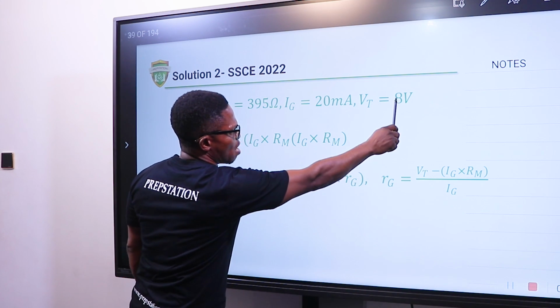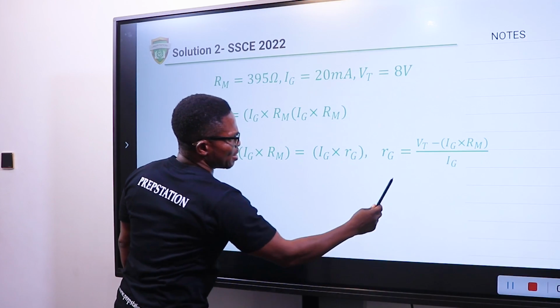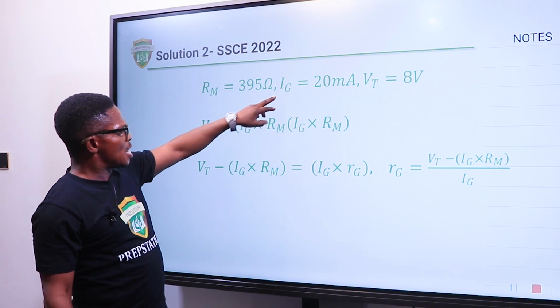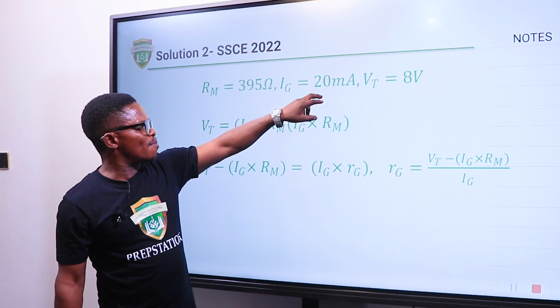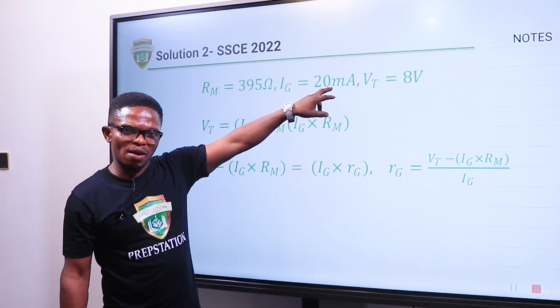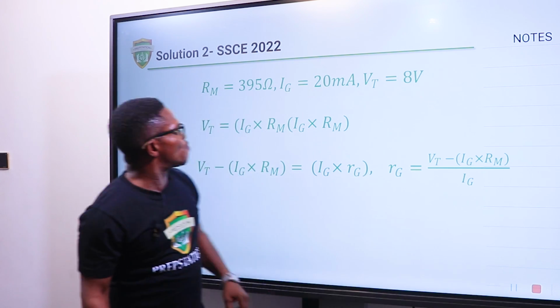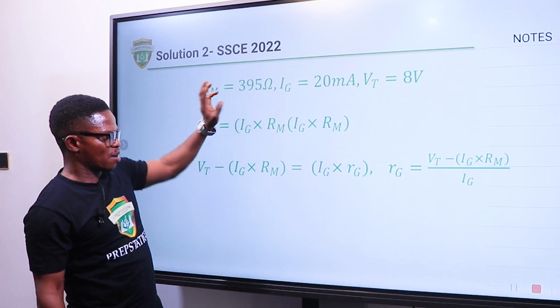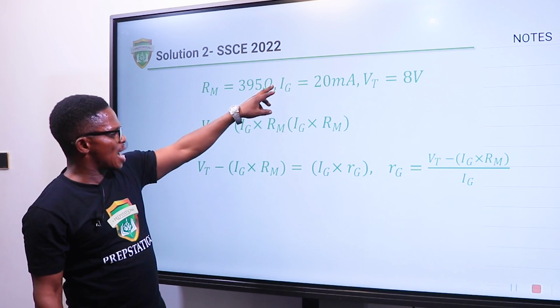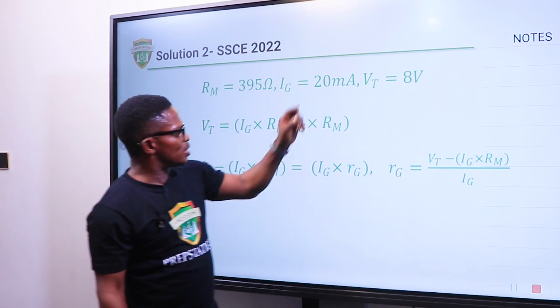So under VT, we have 8. So replace this with 8. Where is IG? IG is 20 milliampere. Milli here means 10 raised to power minus 3, a value less than 1. Then under RM for multiplier, we have 395. Put it there. And then under IG again, put 20 milliampere.